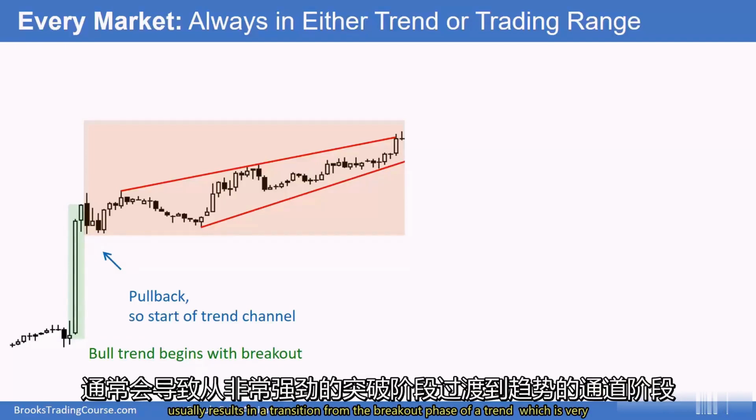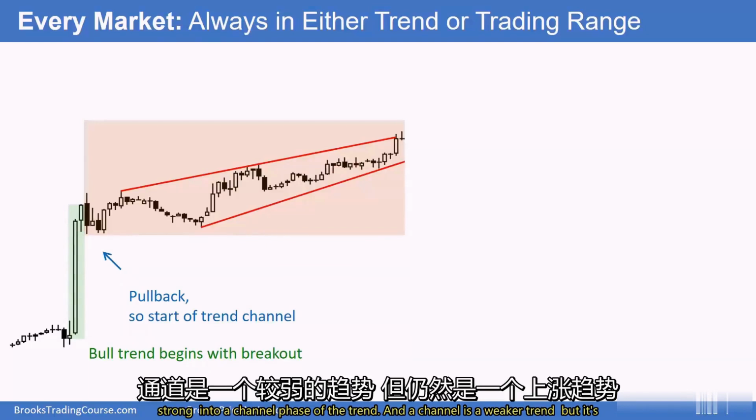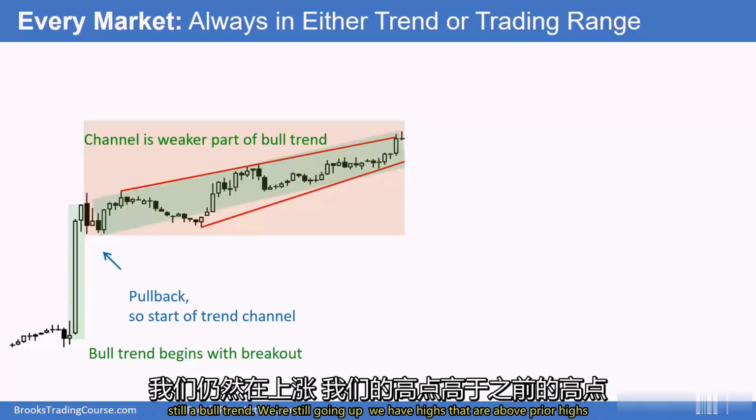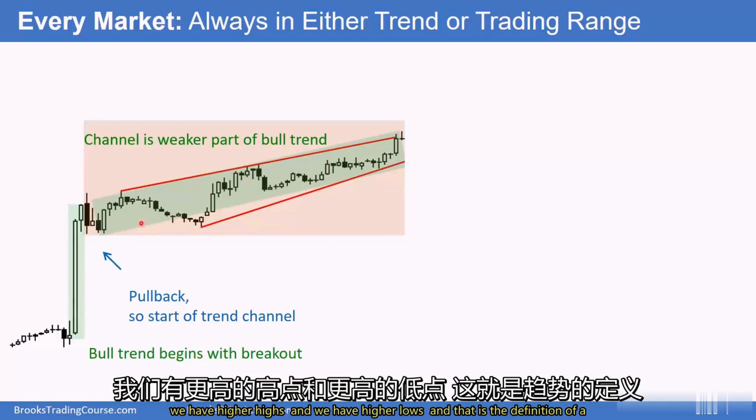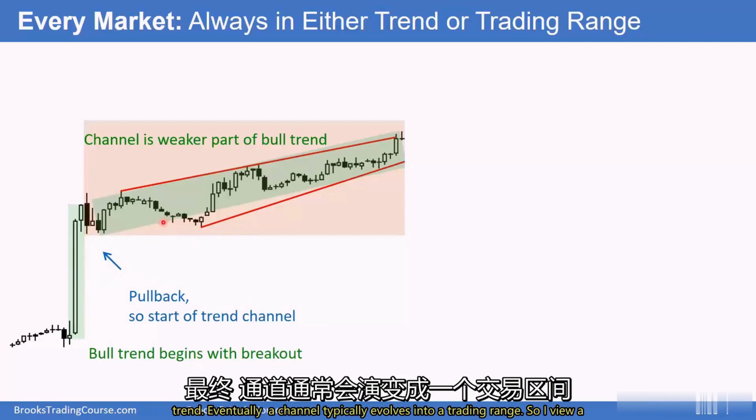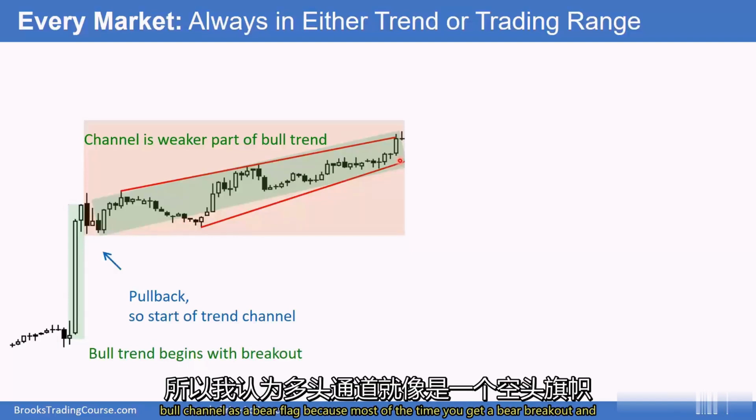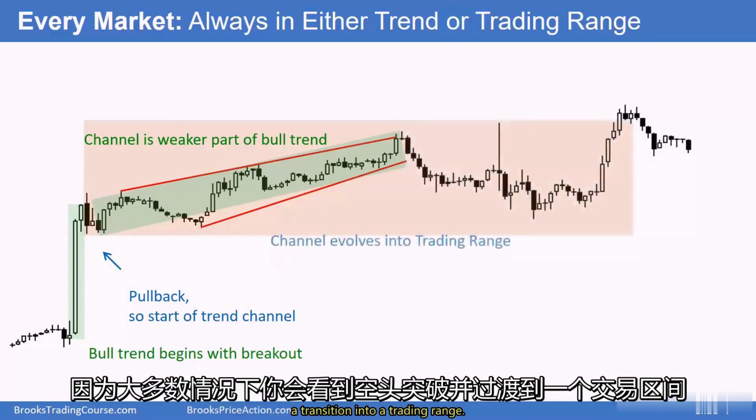And that usually results in a transition from the breakout phase of a trend, which is very strong, into a channel phase of the trend. And a channel is a weaker trend, but it's still a bull trend. We're still going up. We have highs that are above prior highs, so we have higher highs and we have higher lows. And that is the definition of a trend. Eventually, a channel typically evolves into a trading range. So I view a bull channel as a bear flag because most of the time you get a bear breakout and a transition into a trading range.